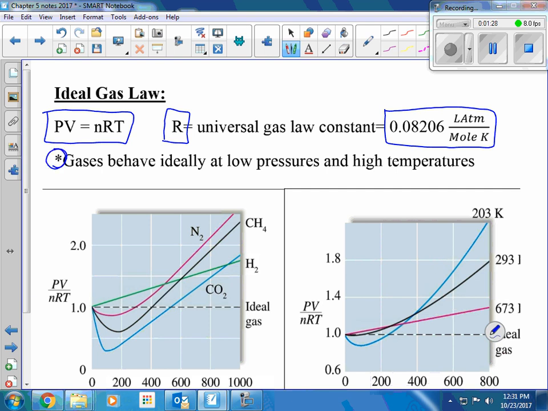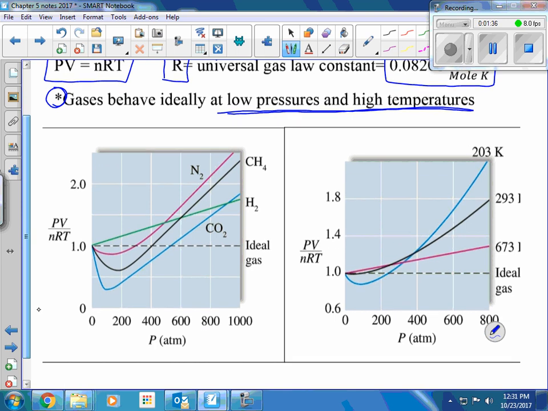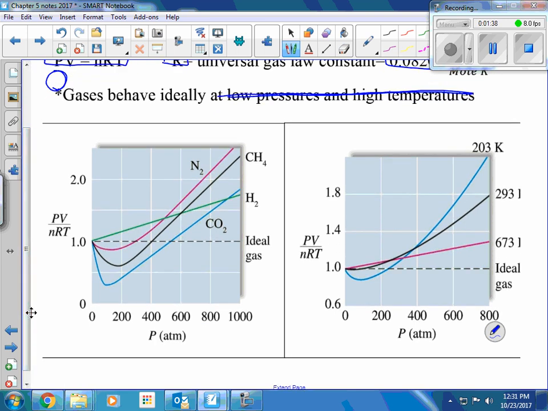Gases behave ideally at low pressures and high temperatures. I guarantee that you will see that more than once. So here are some diagrams to help support that. Gases behave ideally at low pressures and high temperatures. So if I look here, I have pressure of a bunch of these different gases, and here is a dotted line for our ideal gas.